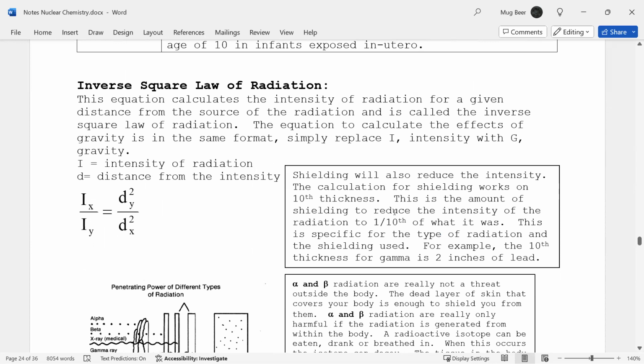There's another field that has the same equation, and it's gravity. So what's the important part about this equation to understand what's going on with this? So what we're talking about is how much radiation am I going to be exposed to at varying distances? And so since it's the inverse square law, well, what do we mean by inverse square?